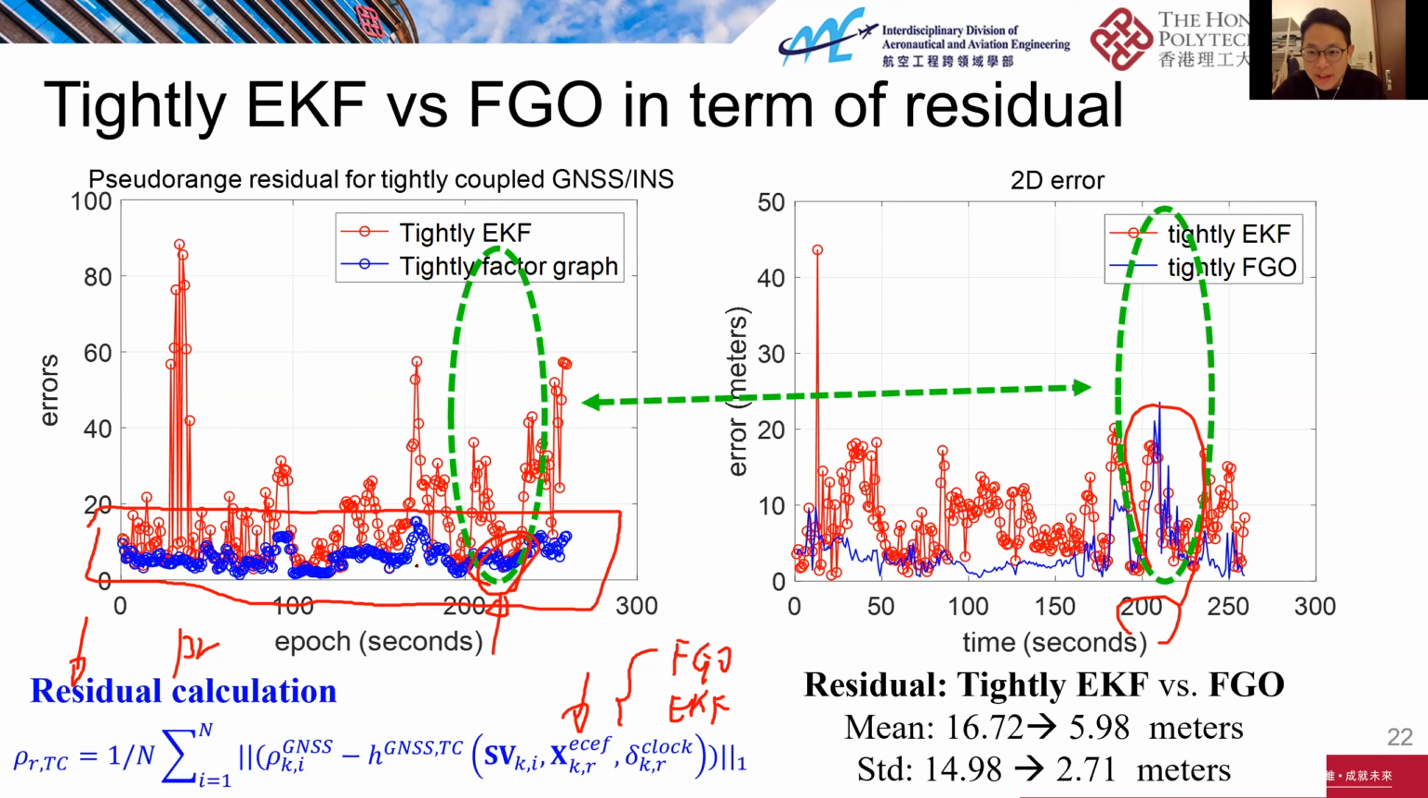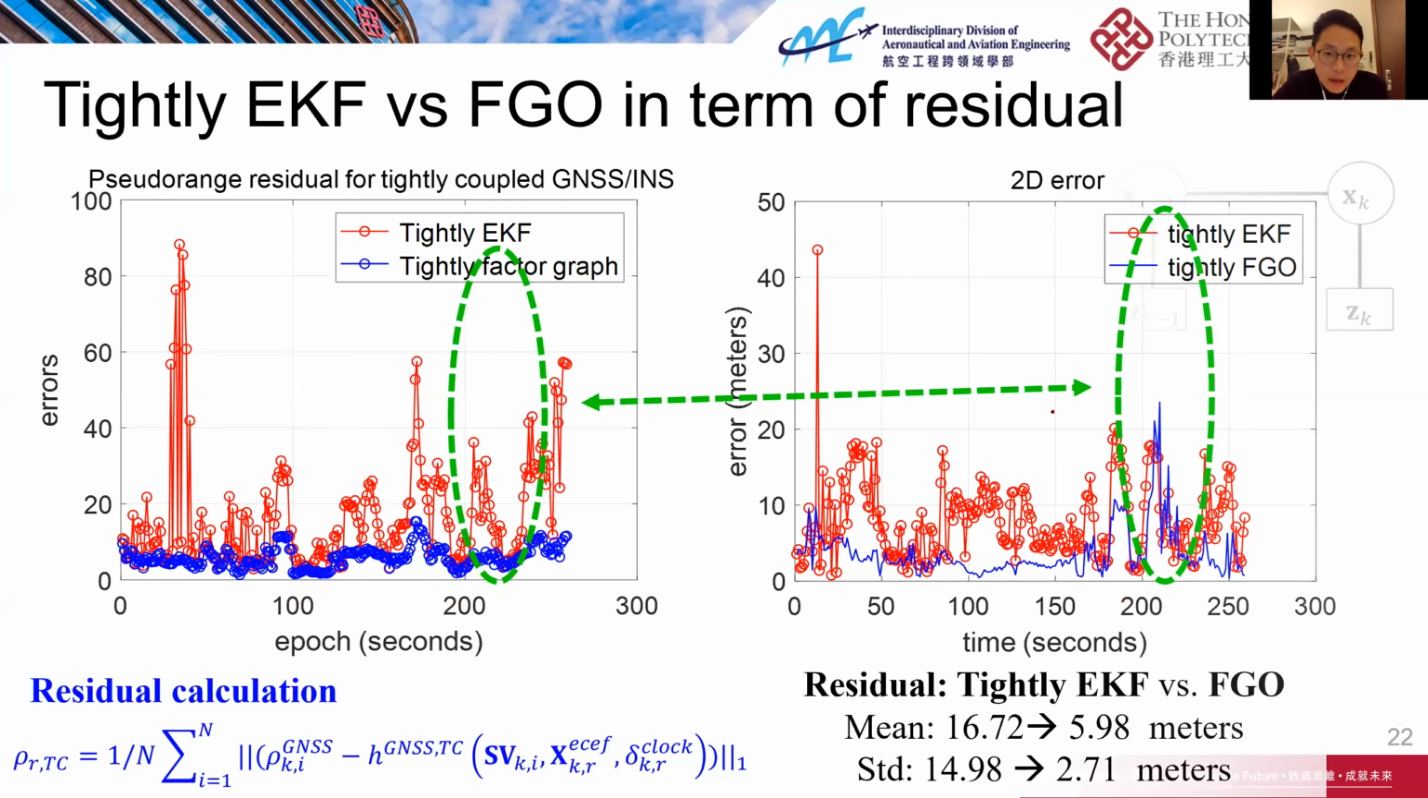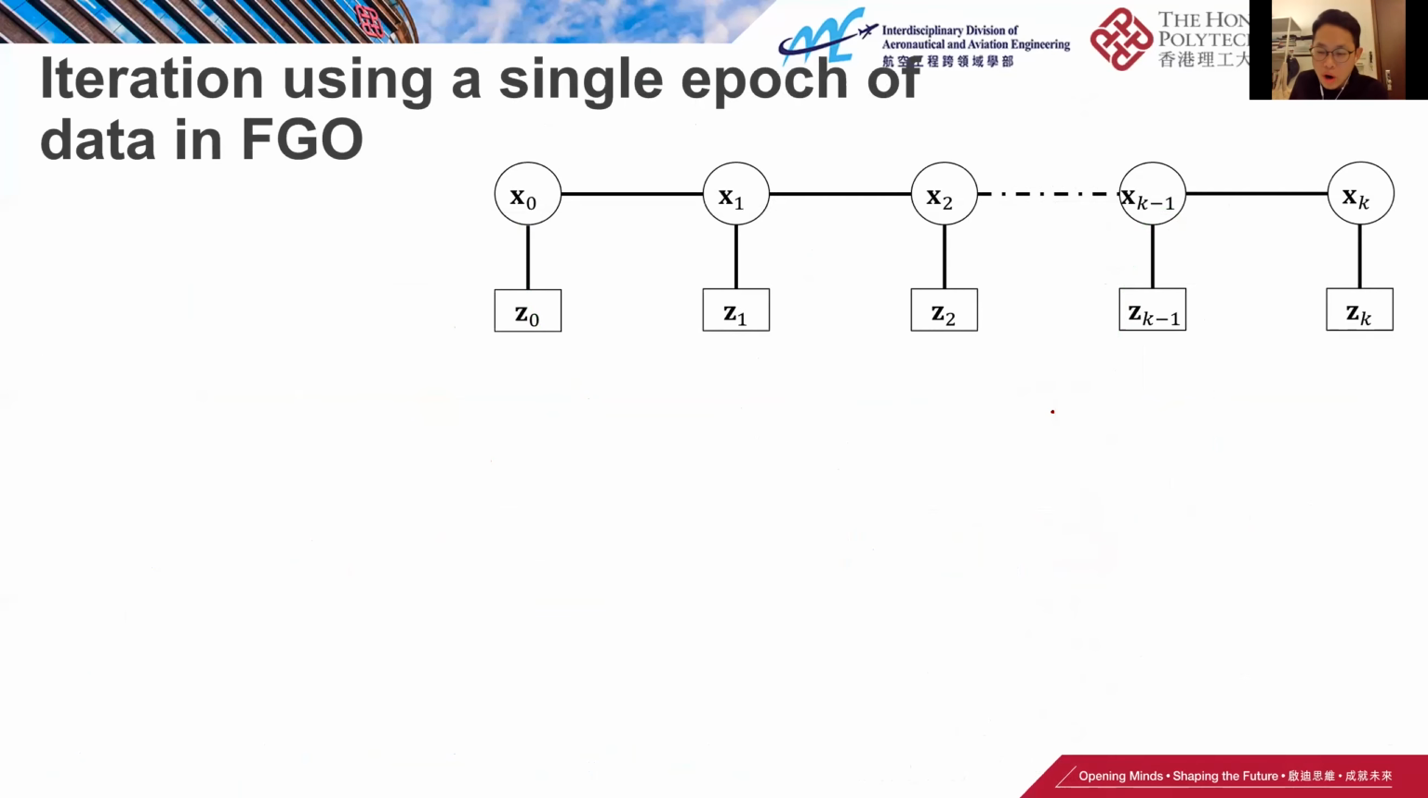So I want to say that FGO doesn't solve all the problems. You still need good modeling of the multipath to solve the problem we highlight here. Right, so I want to investigate more on why FGO is really outperforming EKF.